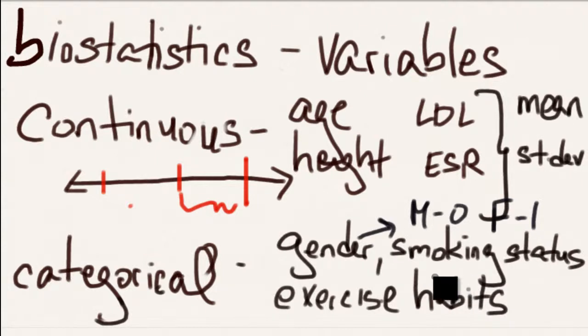So categorical variables are generally these types of variables, and continuous variables are those that can be put on a spectrum. And so that does it for this lesson of continuous versus categorical variables.